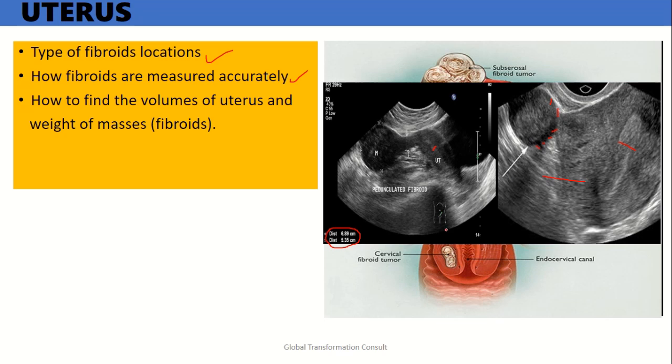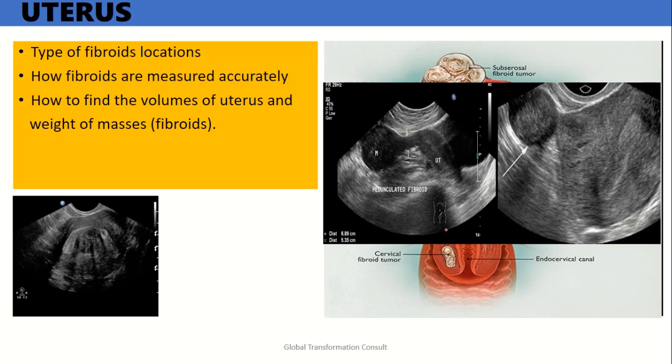Okay. Then the next is other locations of fibroid. We have this fibroid, which is measured this way from outer border to another outer border, and this one also is measured from outer border to outer border. And this is a submucosal fibroid because it is pushing the endometrium up, and this is a transvaginal ultrasound.